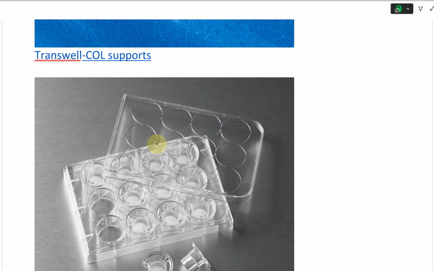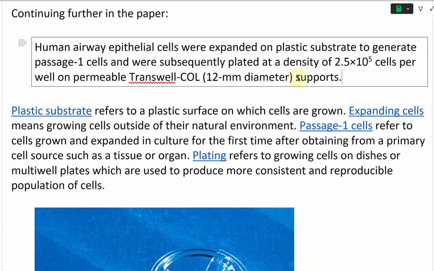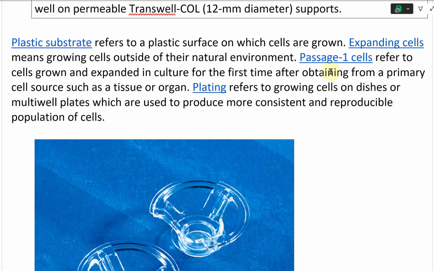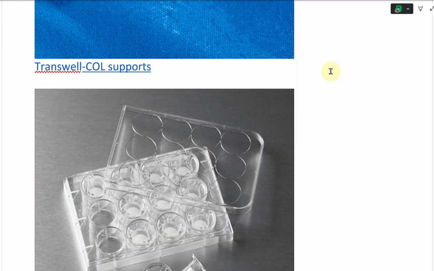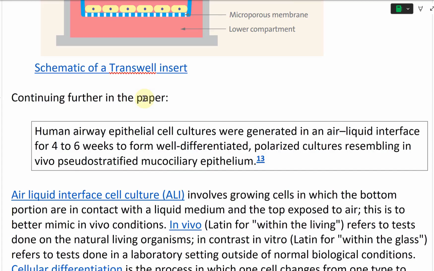It's very, very fascinating. And again, the number of cells right here is 2.5 times 10 to the power of 5. That's about, 3 zeros would be 100,000, 3 would be 1,000, then add another 2, 10. So this is about 250,000. Yeah, so absolutely dense right there. 250,000 cells. Very, very interesting. And now continuing further in the paper.